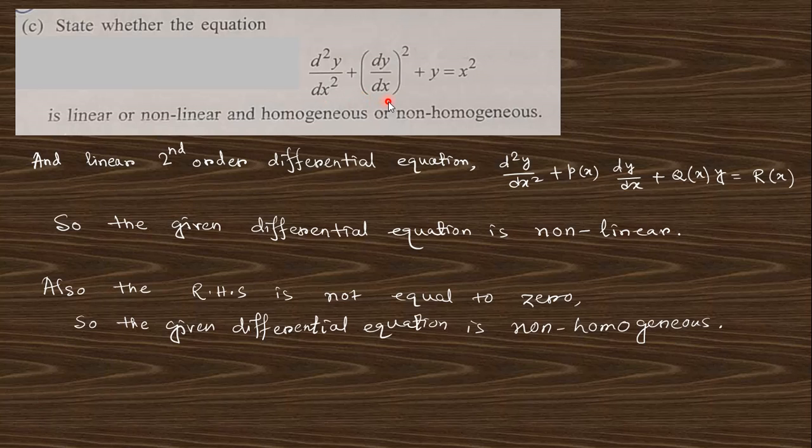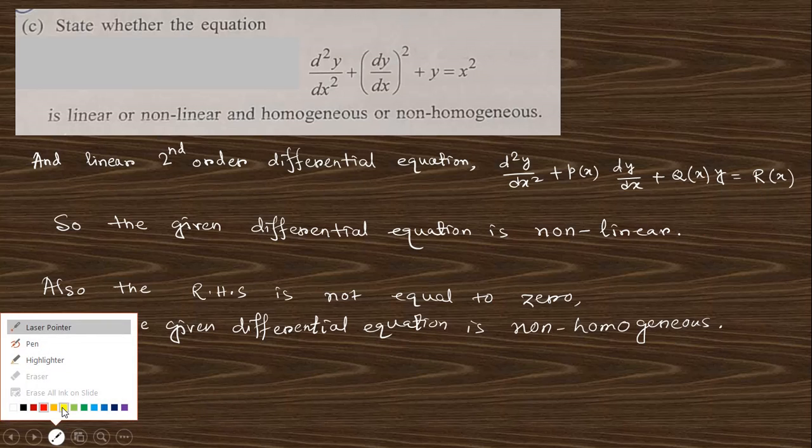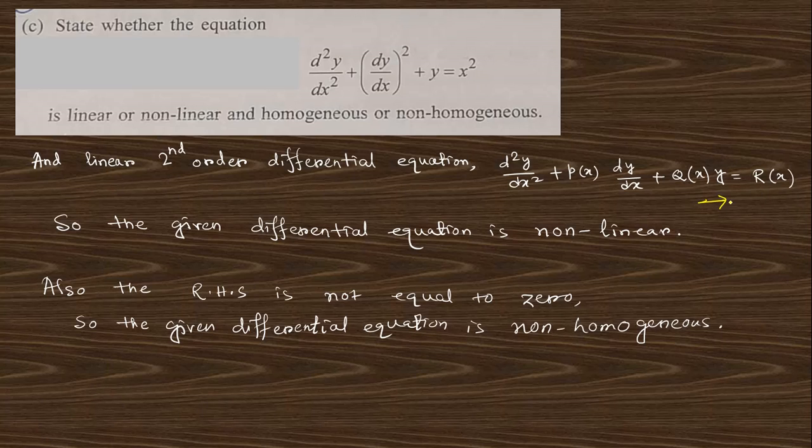State whether this differential equation is linear or non-linear and homogeneous or non-homogeneous. You know, for a linear second order differential equation, the form will be like that. Since this form does not match, this is not linear, so this will be non-linear. And you know, for homogeneous, the right hand side will be 0. This is for non-homogeneous.